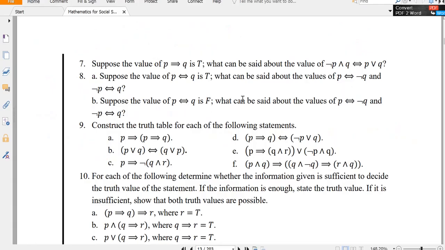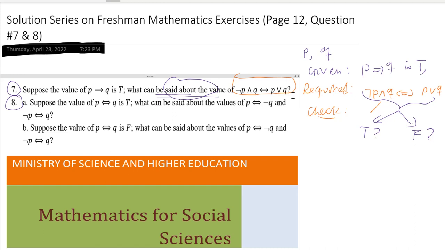So question number 7, in conclusion, we have reached that in simplifying the compound proposition, even if the value of P implies Q is given to be true, we can say that the negation of P and Q by implies P or Q can take both true and false truth values. That is our conclusion. We will continue to do question number 8.